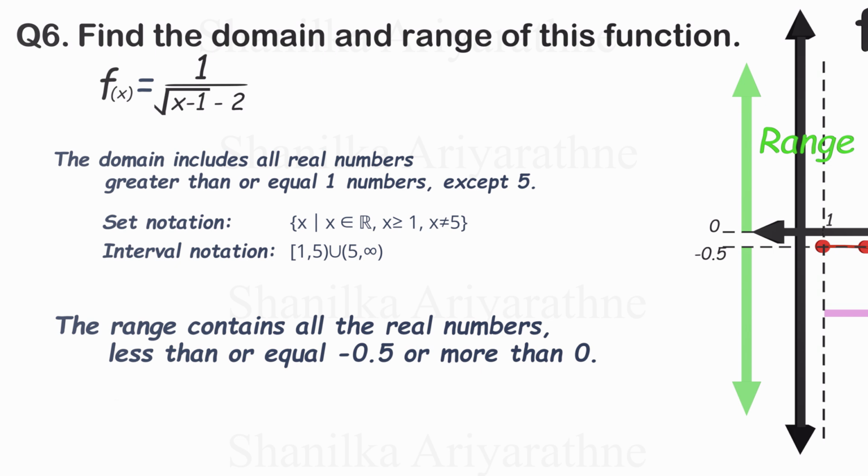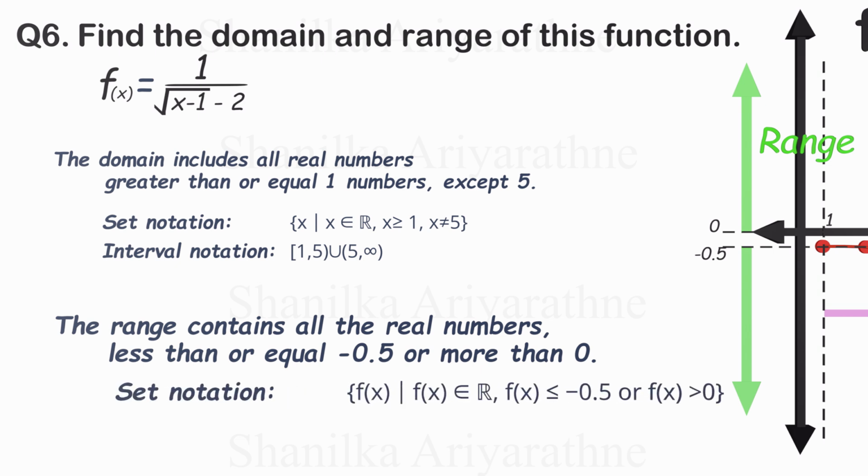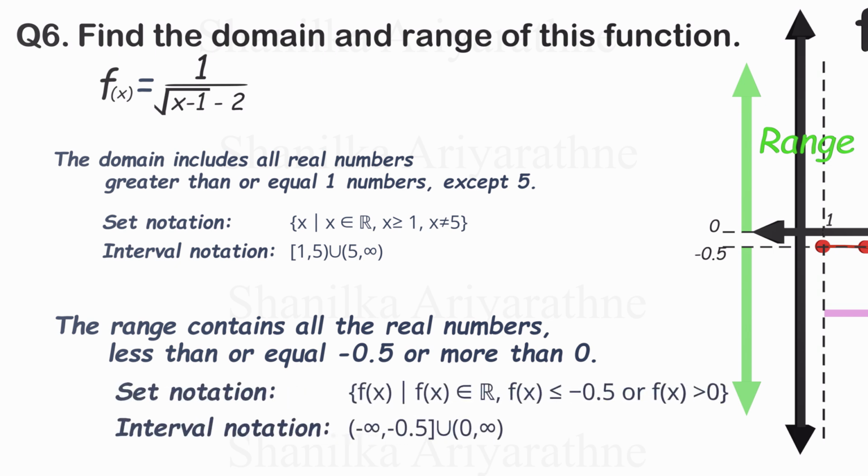We can write the range in set notation like this, and we write the range using interval notation like this. Keep in mind, in interval notation, we use hard brackets to show that the minus 0.5 is included in this range, and we use parentheses for 0 because f(x) never becomes 0.